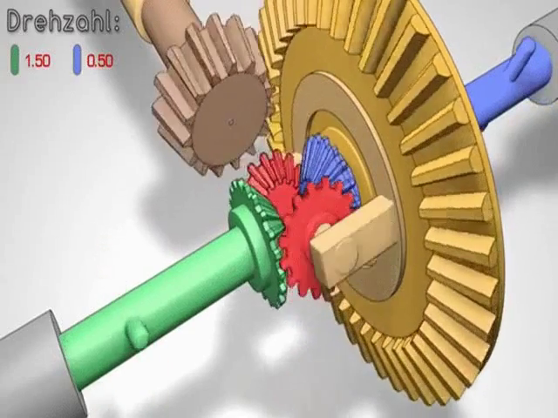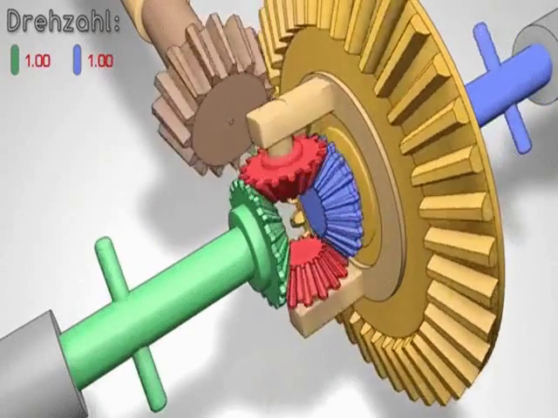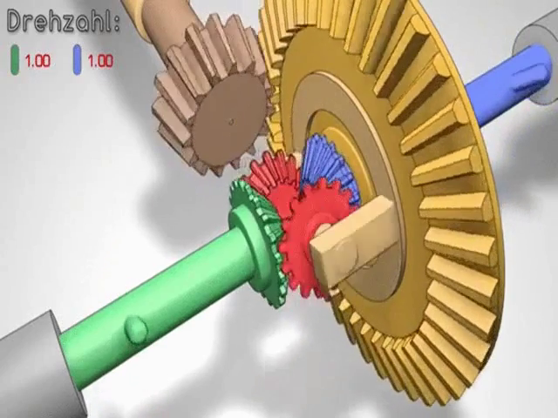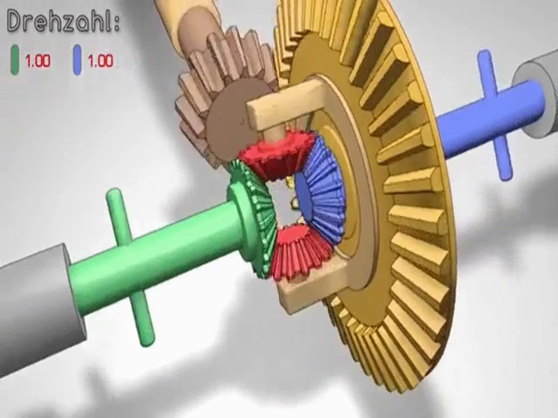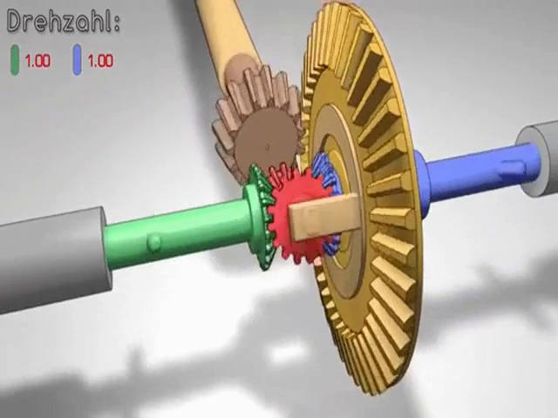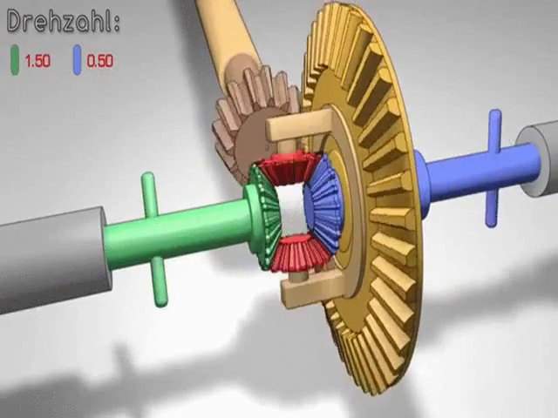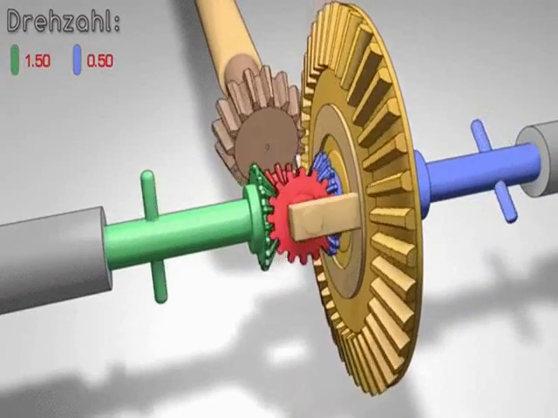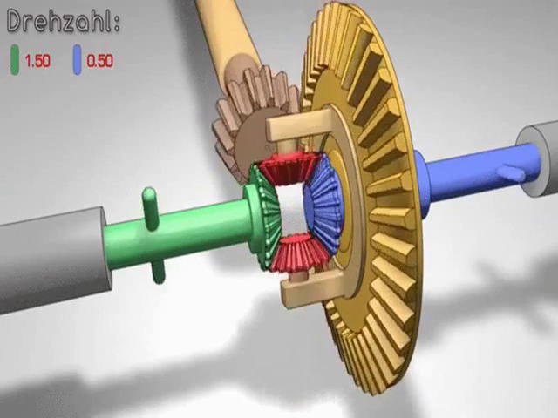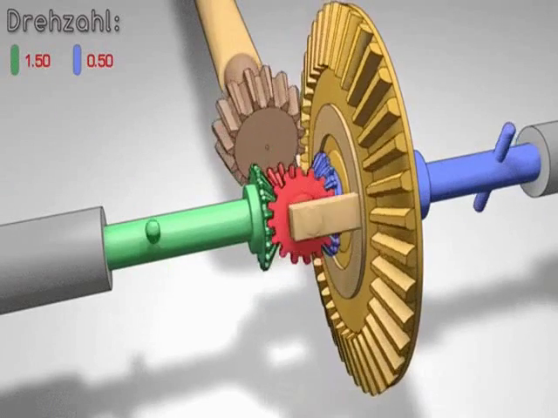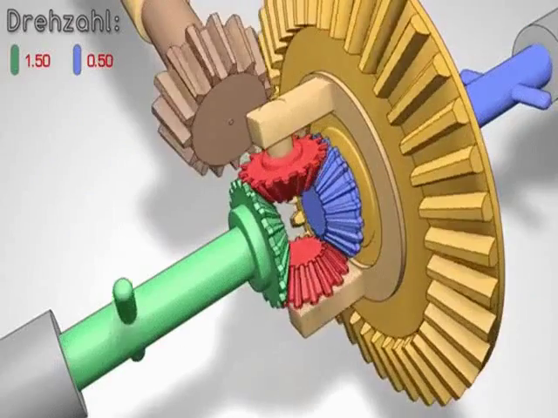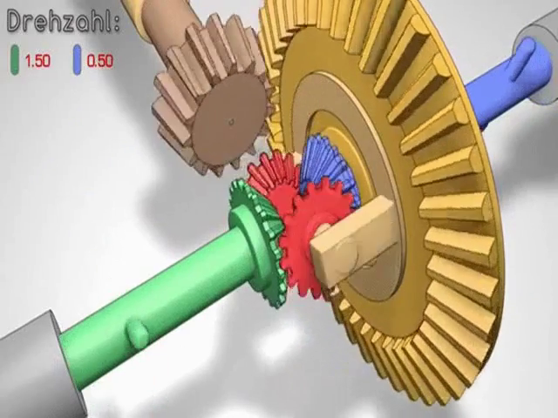This is one animation. You can see how motive force is coming from the propeller shaft and is transferred to the crown wheel and bevel pinion gears. And also you can see while turning, one wheel rotation takes place faster, and one wheel rotation is slower.